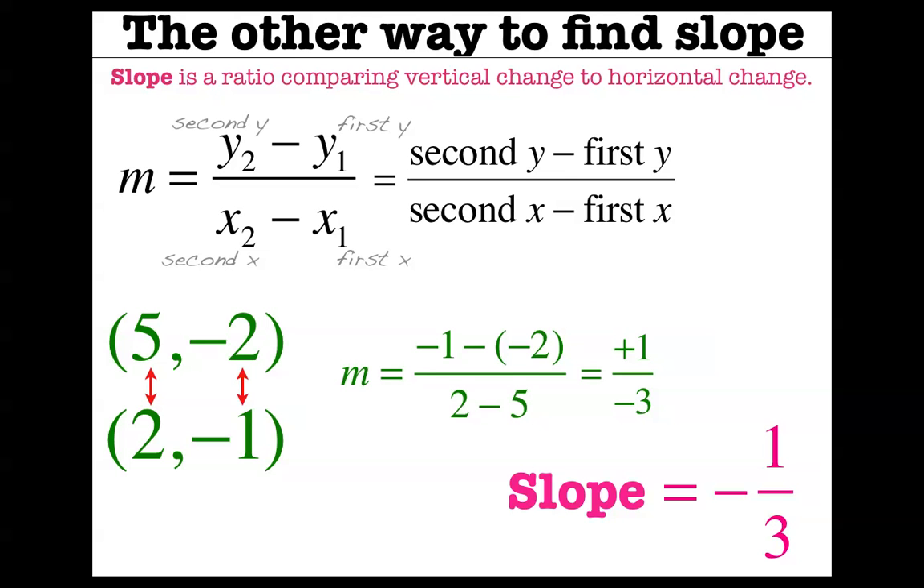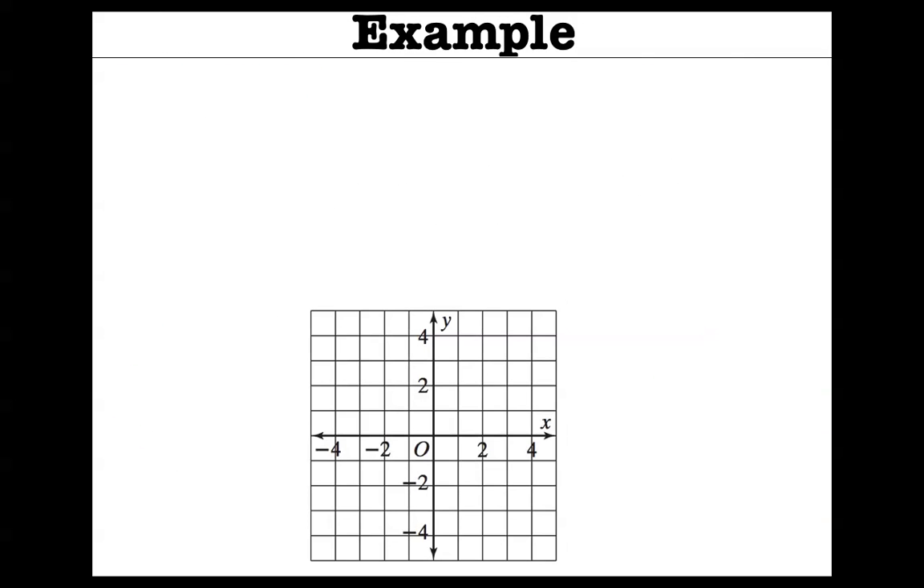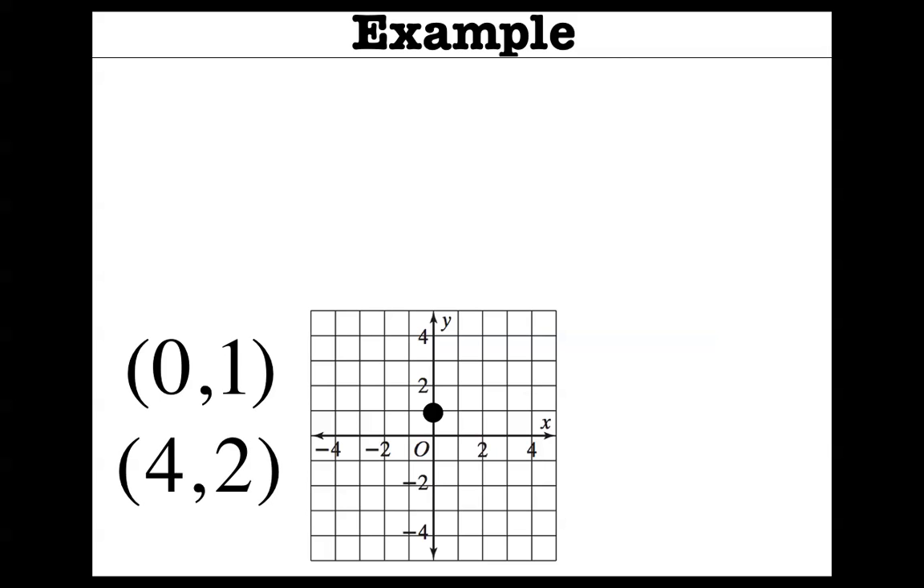So the other way to find slope is using this formula, second y minus first y over second x minus first x. And if you do it that way, you don't even need the picture, you don't even need the graph. You can just plug the numbers from the coordinates in to find the slope. One more example. Let's say you have 0, 1 and 4, 2, and we connect the dots, and we're going to try to find the slope using this crazy formula.